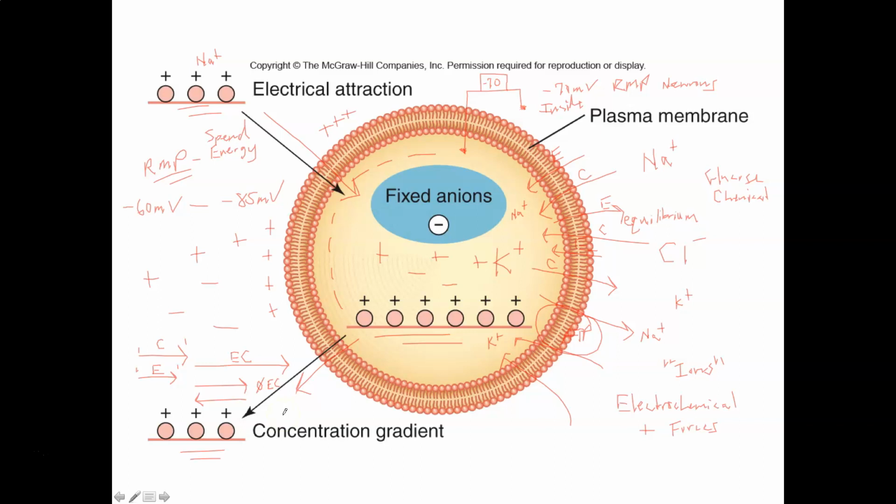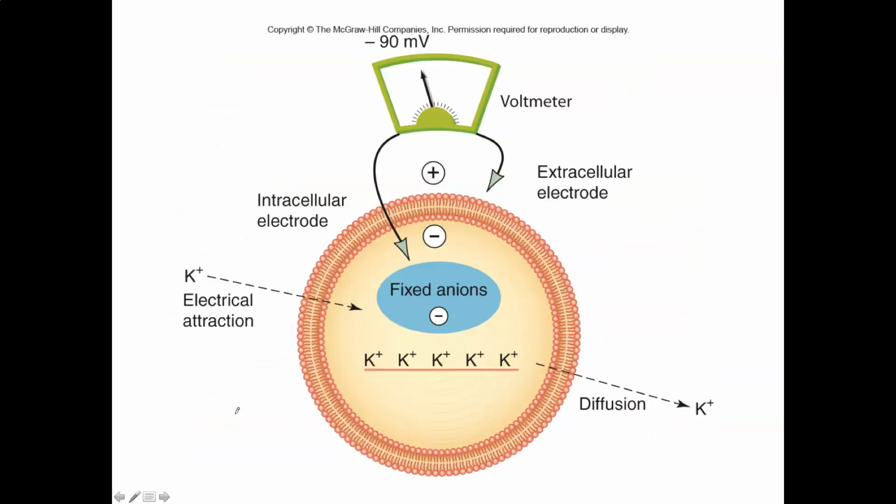So we can actually use equations to determine what the equilibrium potential is for a single ion, because we can actually measure what the resting potential of the cell would have to be to create an equal and opposite concentration gradient versus electrical attraction, so that we would get an equilibrium situation. In order to get an equilibrium potential, we use something called the Nernst equation.